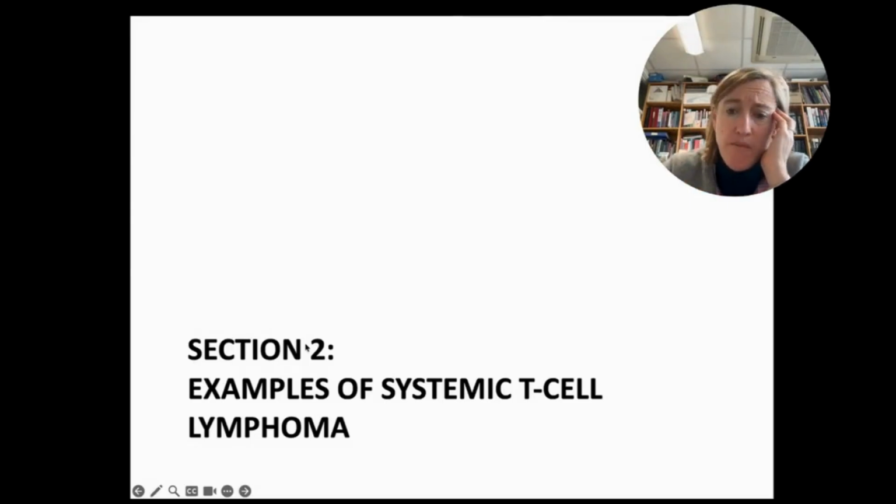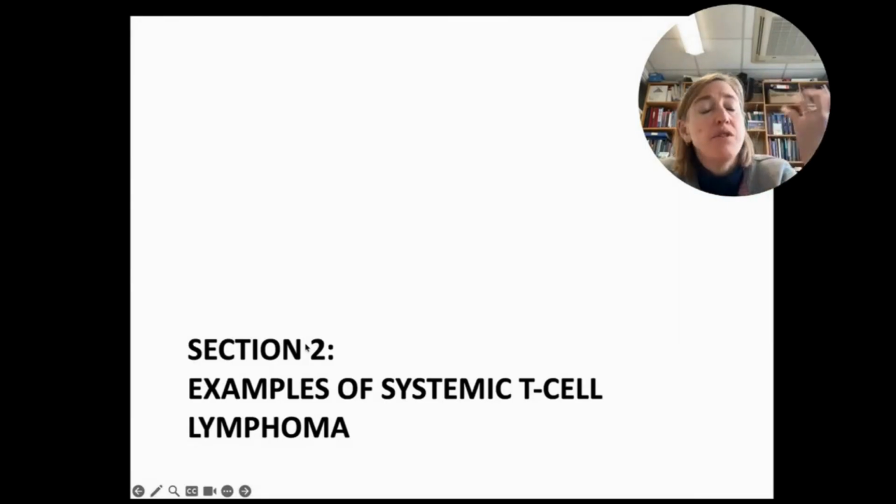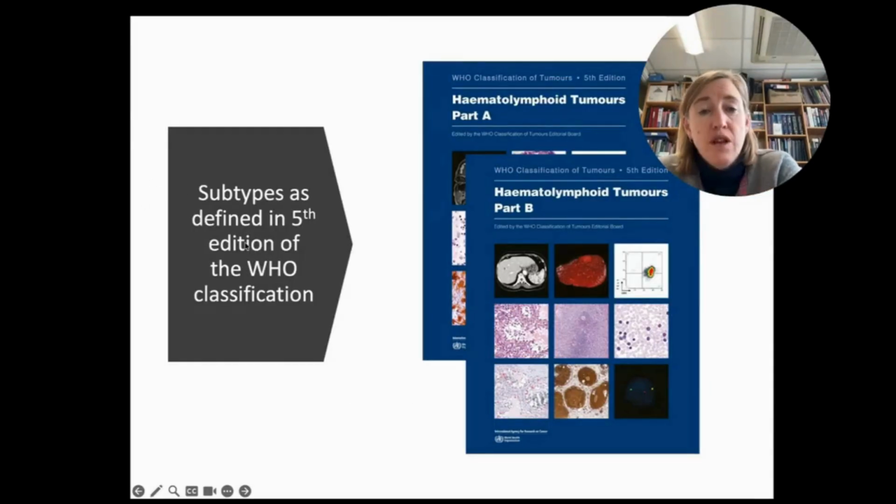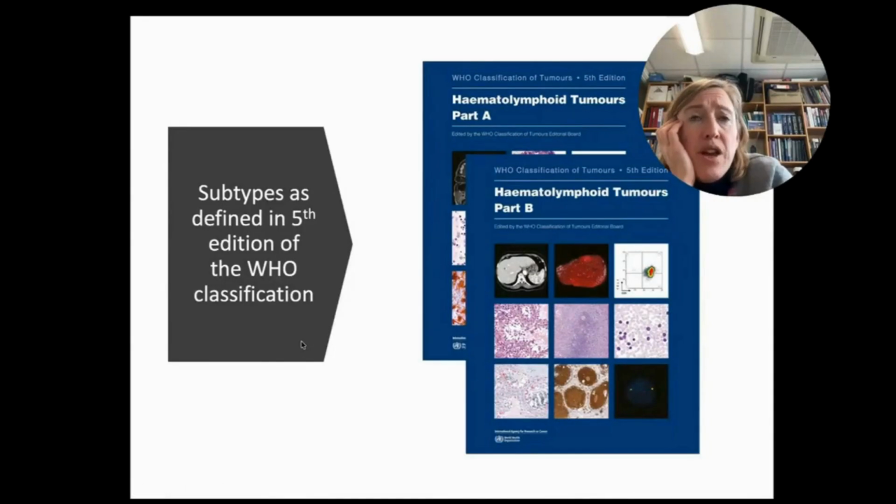So having shown you how you might go about diagnosing T-cell lymphoma, I'm going to run through the key subtypes and how you subtype T-cell lymphoma into these various types. We'll start with the systemic T-cell lymphomas and then move on to the cutaneous ones. I'm using the subtypes as defined in the 5th edition of the WHO classification. I haven't gone through every single subtype that's in here. I've tried to do the more common ones on the basis that some of the other things I virtually never see, and it depends a bit on where you work, but you're unlikely to see many of them either.